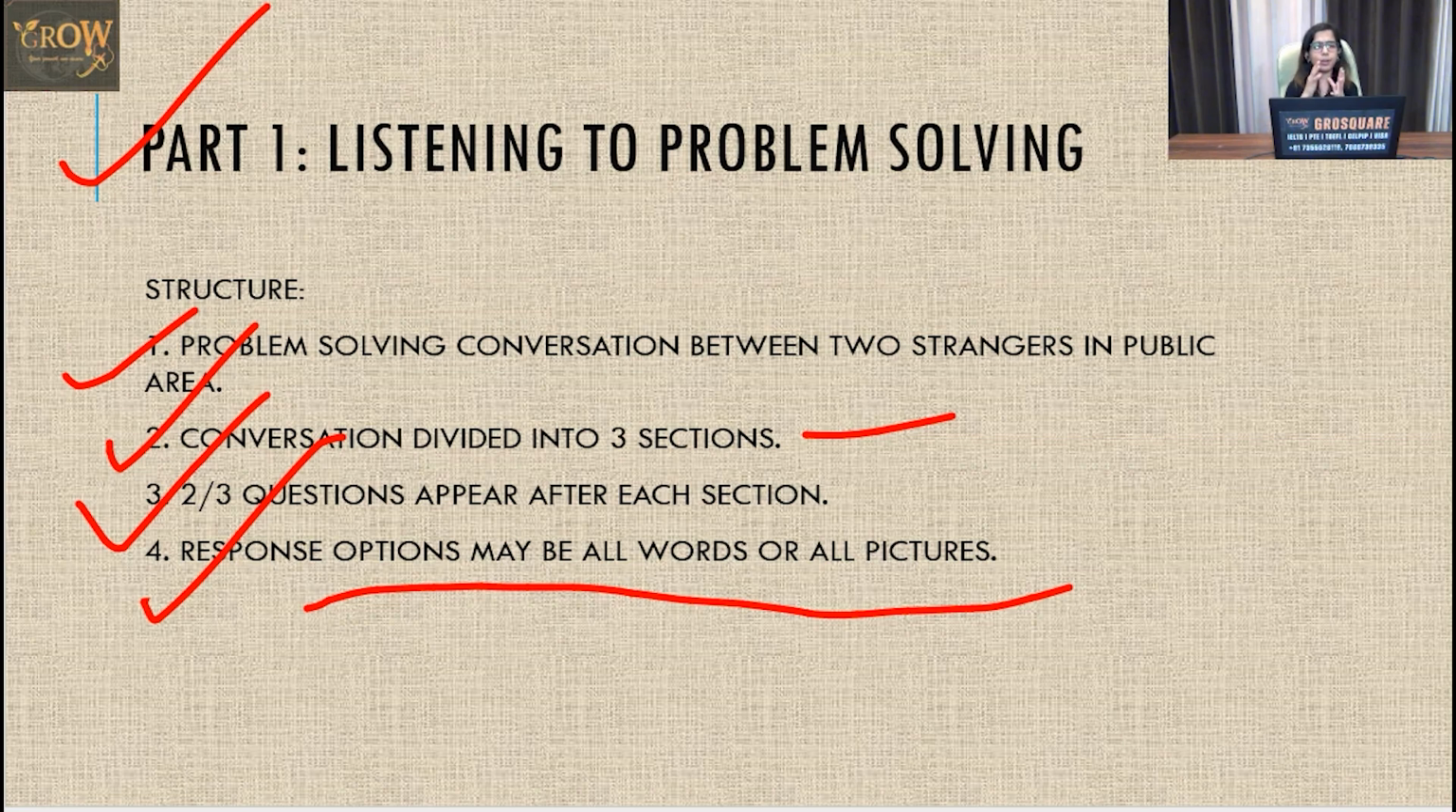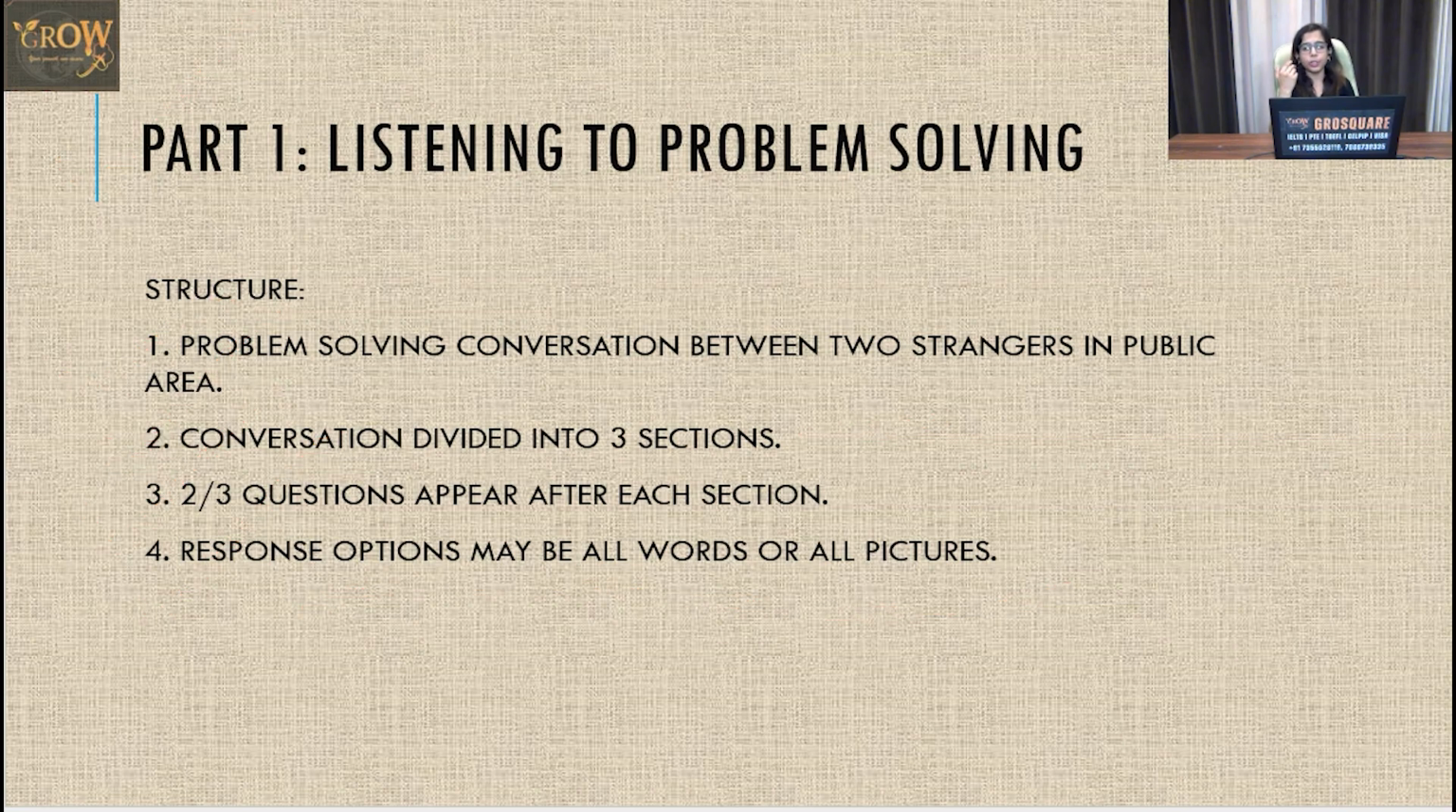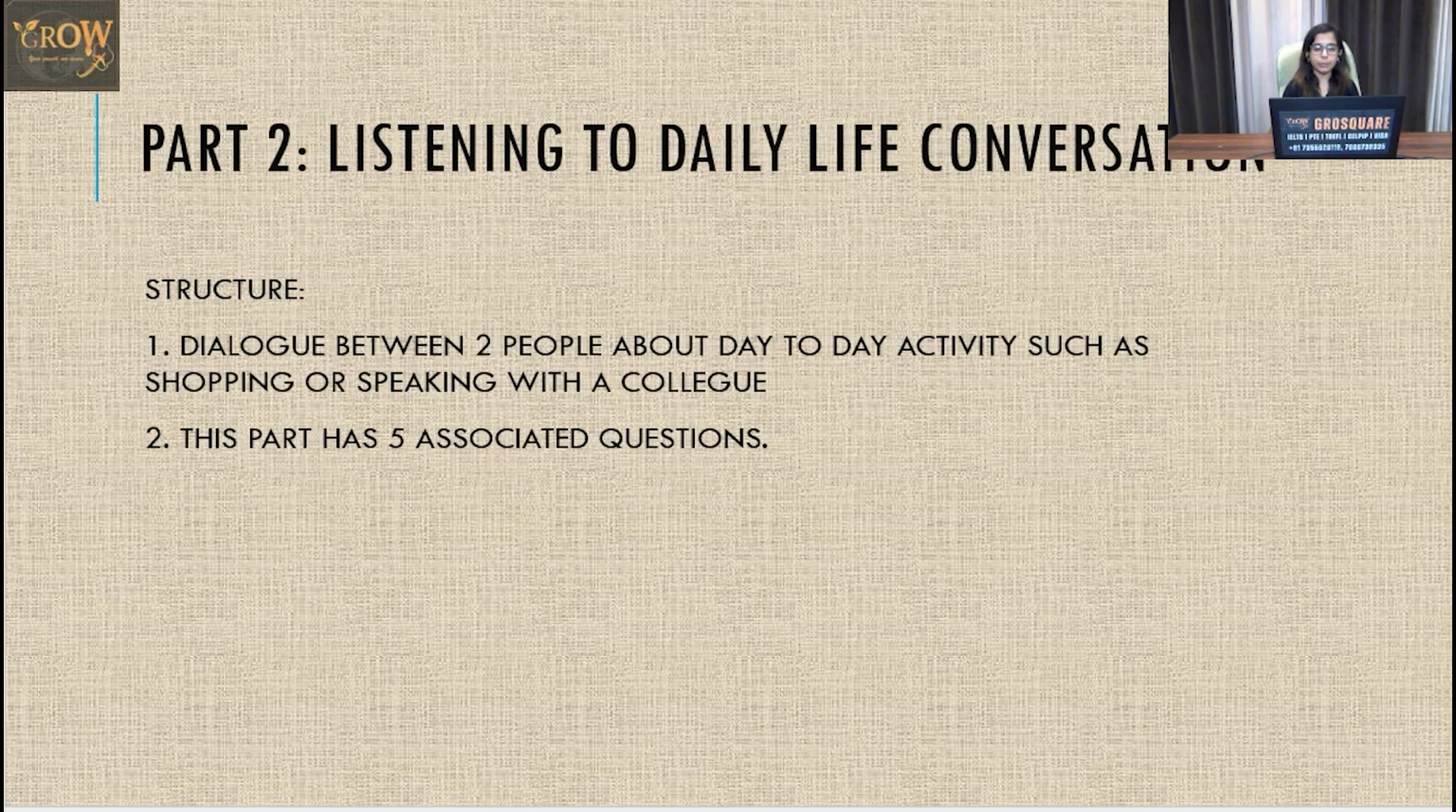That one thing I already told you, that in this section we are going to get MCQs, right? And the MCQs can be written words or pictures as well. So let's revise it very quickly. This is going to be a conversation between two strangers at any public place, and the conversation is going to be divided into three sections. There would be 2 to 3 questions after each section, and response options can be all words or all pictures, right? Now let's move ahead towards the next part.